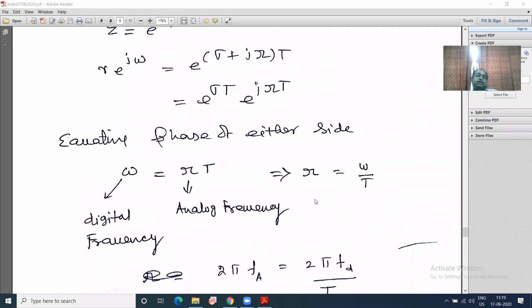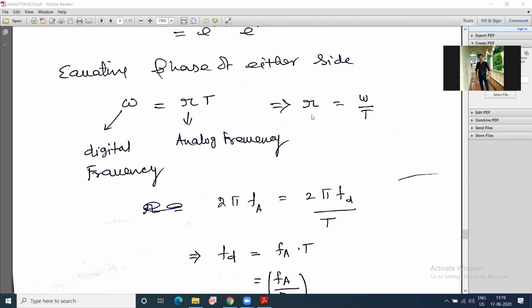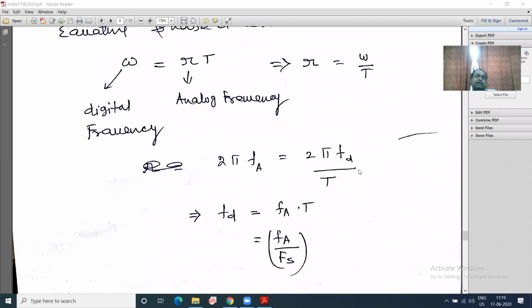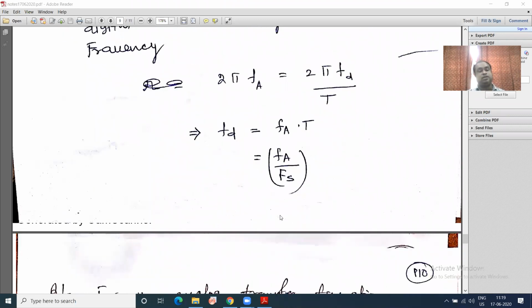Now, writing capital omega as 2 pi fa, where fa is the analog frequency, and omega as 2 pi fd, the digital frequency, we get fd equal to fa into T. That is fa divided by fs, where T is the sampling time and fs is the sampling frequency. Therefore, digital frequency is the analog frequency divided by the sampling frequency. This is the relationship between digital frequency and analog frequency.